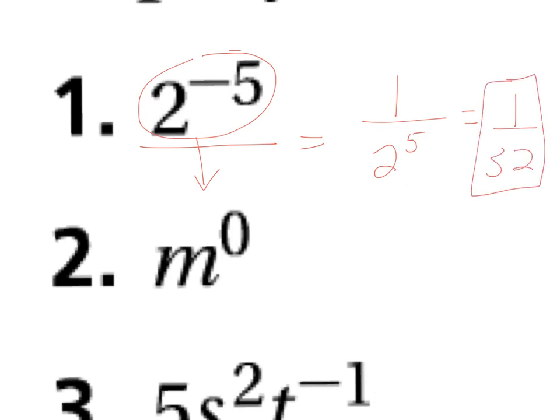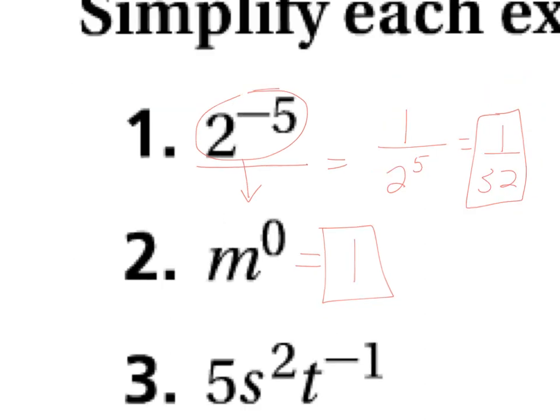Okay, all right, here on number 2, hopefully you picked up that anything with a 0 power is equal to 1. And that's your answer. There's no work to show there or anything like that. Anything to the 0 power is 1.